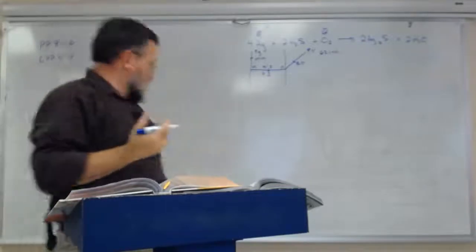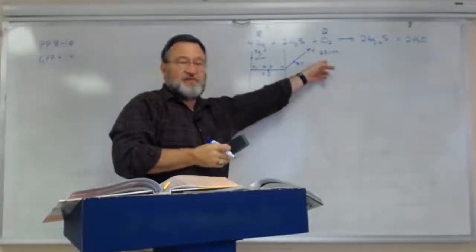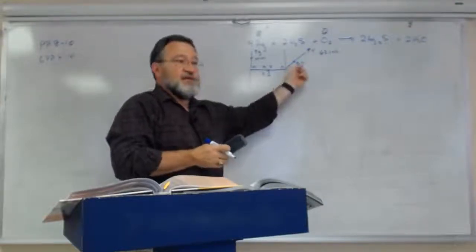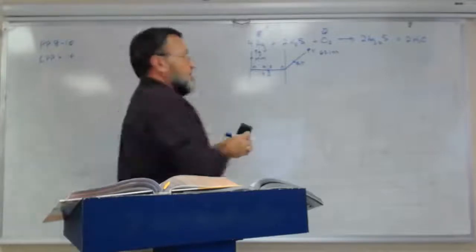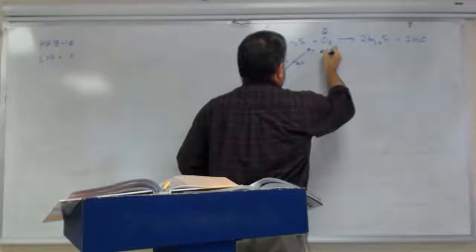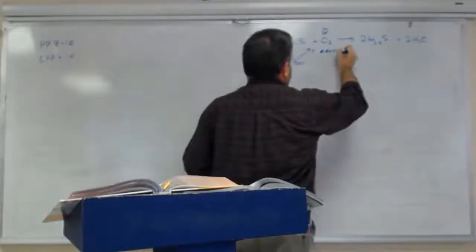Now, what should you immediately do? What would I do rather than write 62.1 milliliters? Go ahead and convert it to liters, right? Our R value is in liters, not in milliliters, so you need to convert that to liters. So I just go ahead and write it as 0.0621 liters.